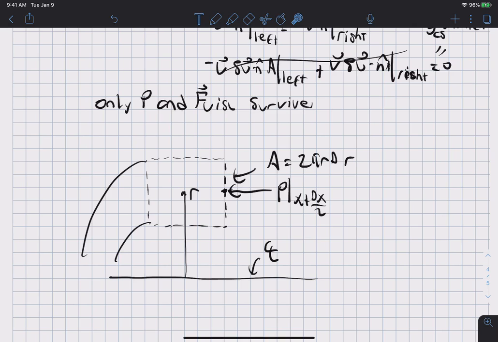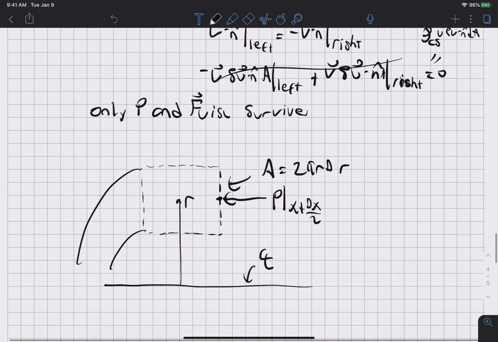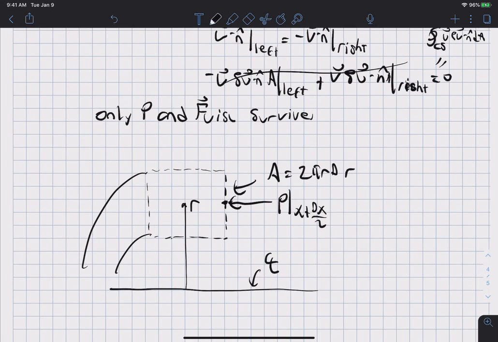Okay. And over here we have pressure pushing to the left. So that's P at x minus delta x over 2. And the area here equals 2 pi r delta r. Okay, now we have viscous stress, and there is no gradient.